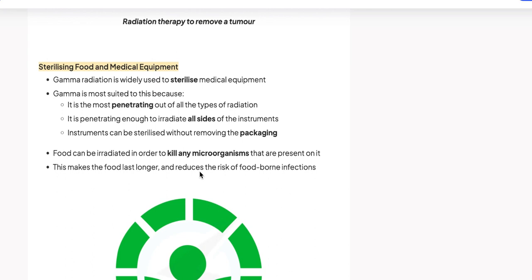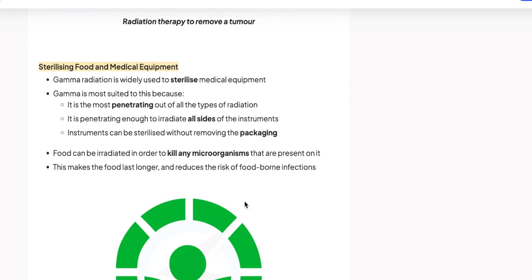So you can use it because it can penetrate a lot, and then it's able to irradiate the equipment or the instrument. The instrument can be sterilized without removing the packaging. You can use gamma to sterilize without removing the packaging, because it can go through whatever packaging you have put in place. So you don't have to remove the packaging and you still sterilize it. This is why it's so wonderful.